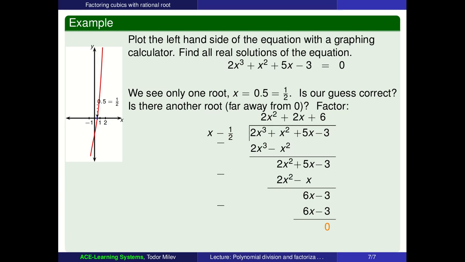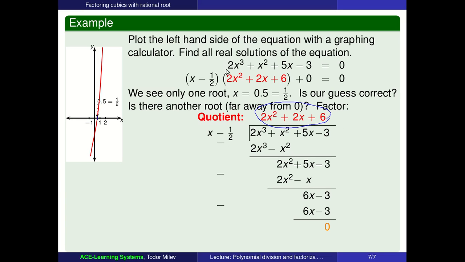So our guess that 1/2 was a root of our cubic is correct, because when I divided the dividend by the divisor, I got a remainder 0. Now, our quotient is 2x squared plus 2x plus 6.